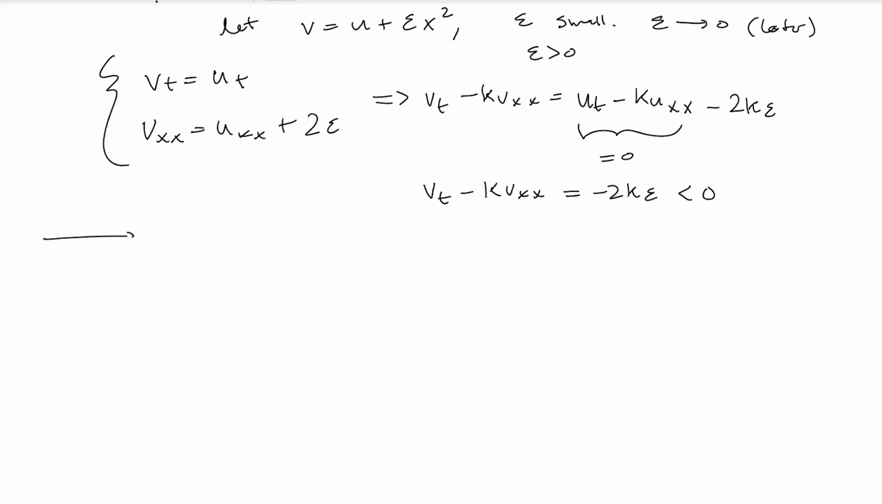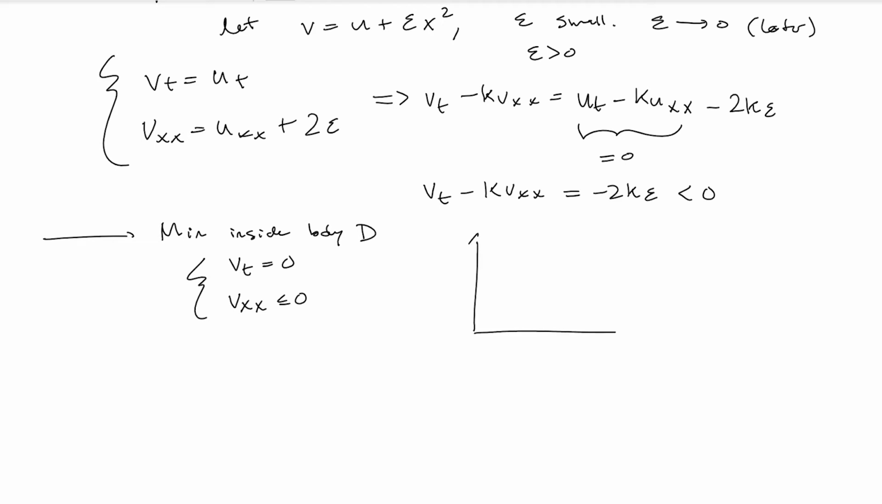Well, now we start thinking, what if there's a maximum inside the boundary of the domain? Then there's a couple of things that we know from just regular calculus. We know that v_t should equal 0, and we know that v_xx should be less than or equal to 0. That's just sort of the principle of concave down.